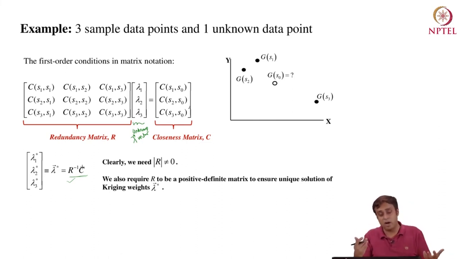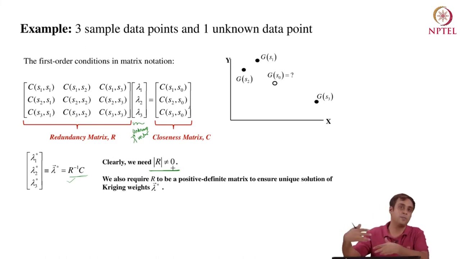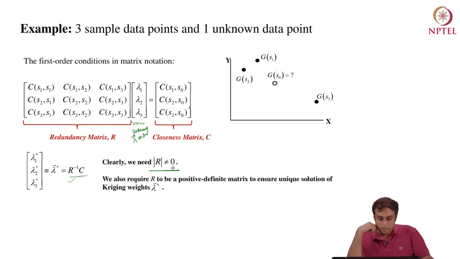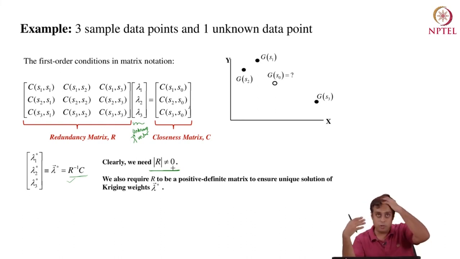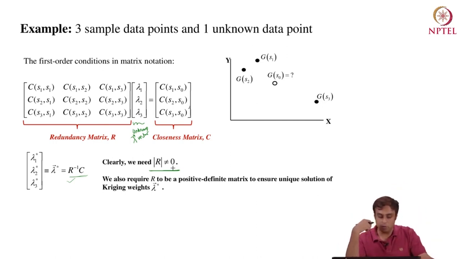Because we are taking an inverse of R, we need the determinant of R to be non-zero. Otherwise, the inverse cannot be calculated. There are some advanced topics like pseudo inverses, but I'm not going there in this course. We will also require R to be a positive definite matrix to ensure a unique solution for lambda star. These are very important theoretical underpinnings.